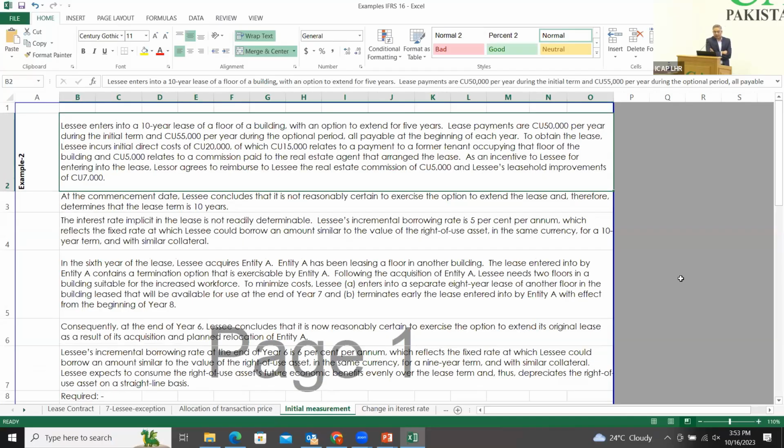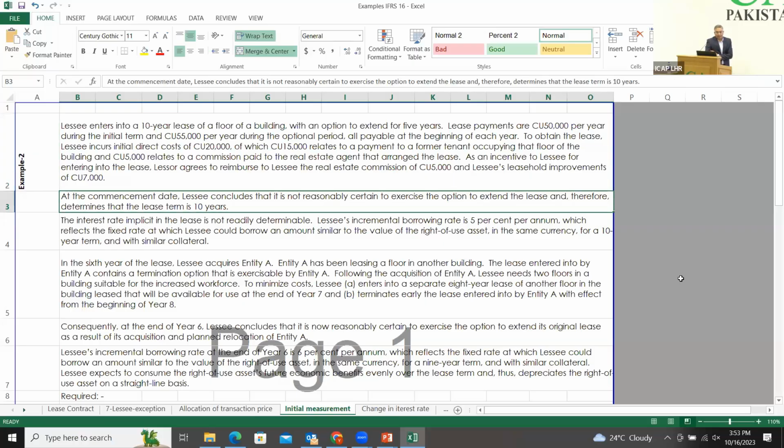arranged the lease. As an incentive for entering into the lease contract, the lessor agrees to reimburse to the lessee the real estate commission of 5,000 and the lessee's leasehold improvements of 7,000. So it's very important that this 5,000 is an incentive, but this 7,000 is not an incentive. It's basically a payment against the leasehold improvements, which is basically an IAS 16 area, not IFRS 16.